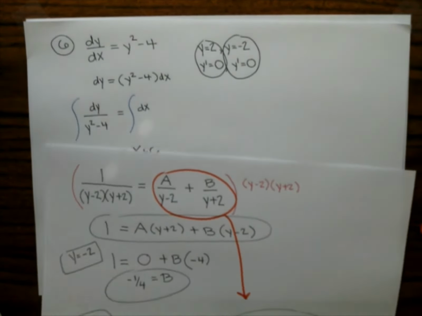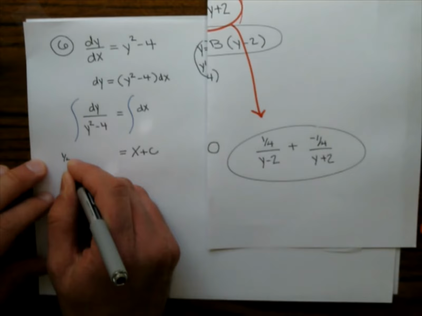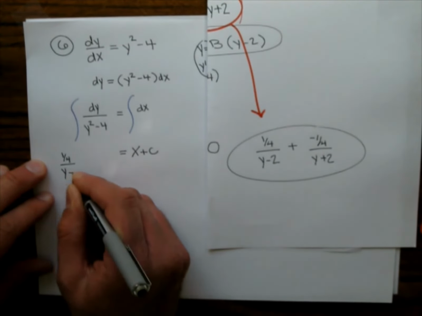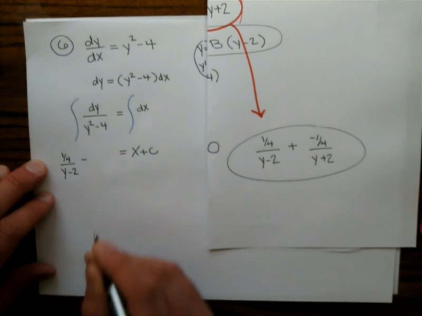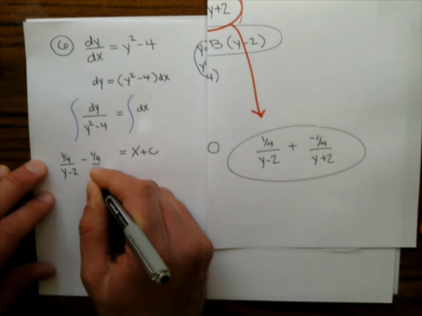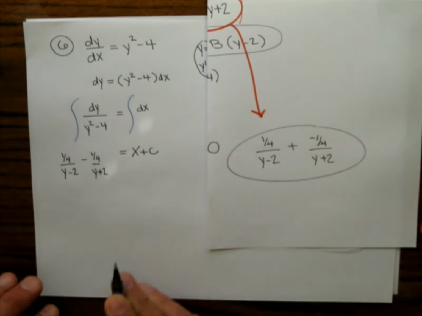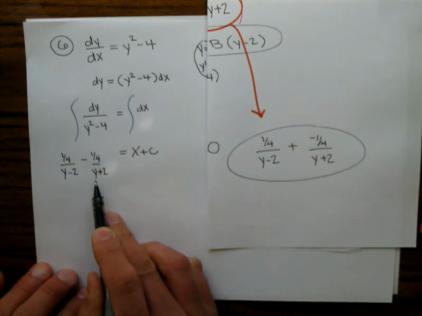Okay, so let's go ahead, and what we're doing is we're rewriting, doing some paper folding here. We're rewriting the left-hand side of the equation. So when I do that, I end up getting 1/4 over y minus 2, and then this is minus 1/4 over y plus 2. That is what 1 over y squared minus 4 looks like.